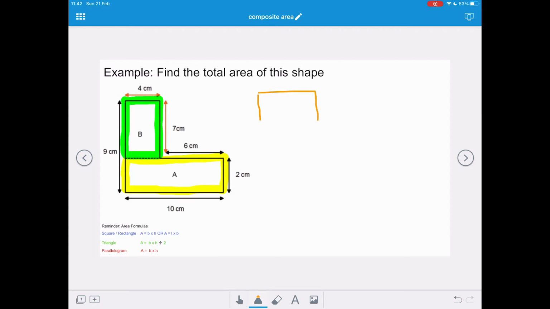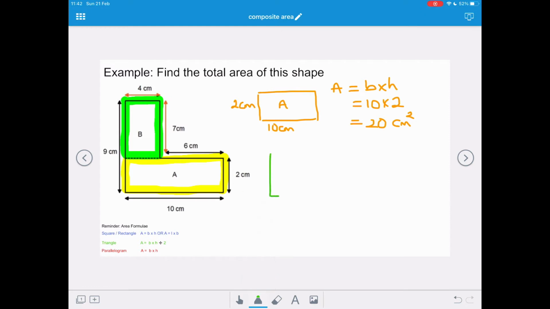So let's draw sketches of the shapes separately. So first we've got rectangle A, and it's got a base of 10 centimeters and a height of 2 centimeters. So we write our formula A equals B times H, and then we substitute in our numbers, 10 times 2. And we know that 10 times 2 is 20, and it's squared centimeters for our units for area.